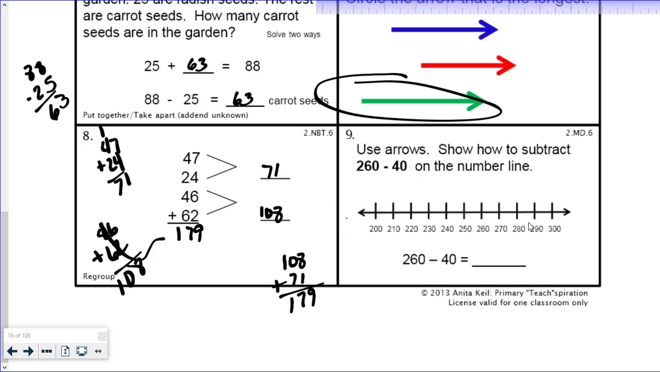Okay. And then number 9, use the arrow shot to subtract 260 minus 40. So I got to start at 260 and I got to go back 4 10s, 4 hops, right? So 1, 2, 3, 4. So 220. All right, you're all done with your morning work.